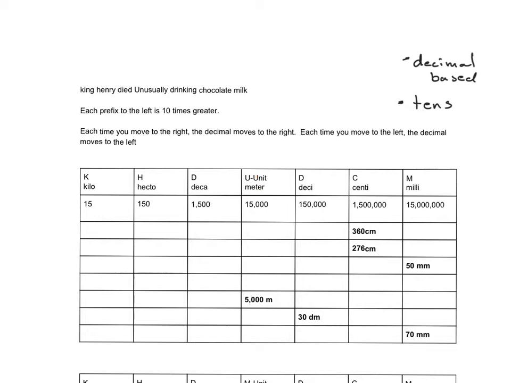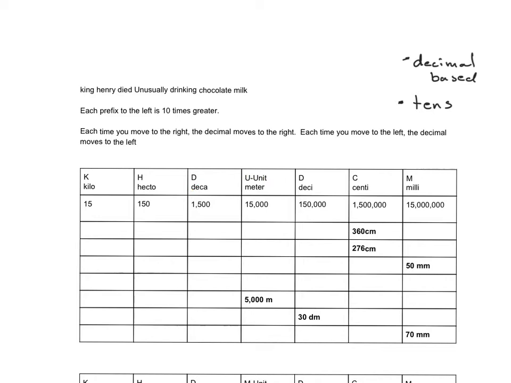So if you look up here, I have this silly little saying. It says, King Henry died unusually drinking chocolate milk. Now that's just an easy way to remember all the prefixes that are used in the metric system. So we have King Henry died unusually drinking chocolate milk. So King is kilo, Henry is hecto, died is for deca.